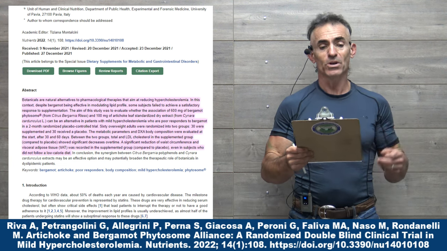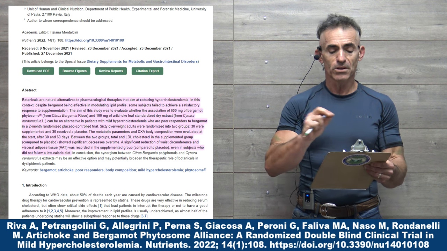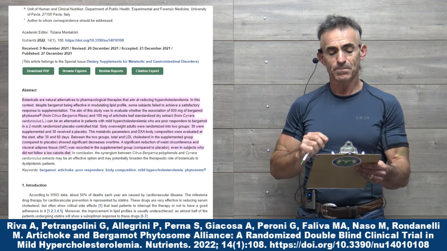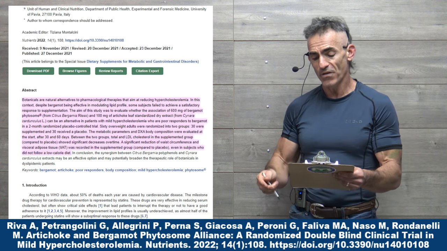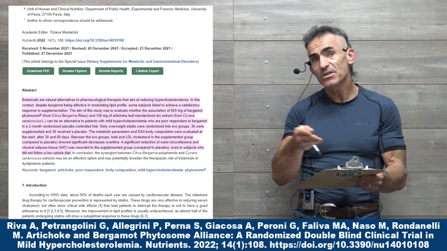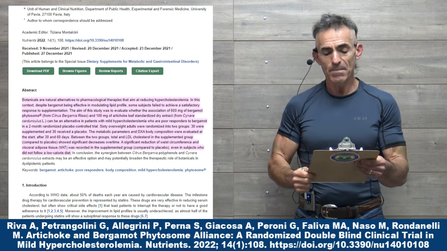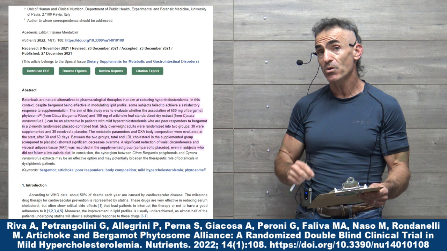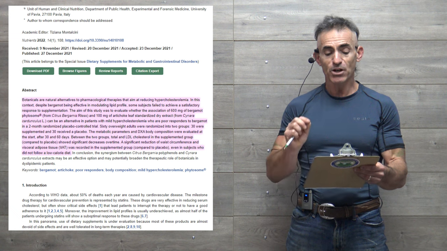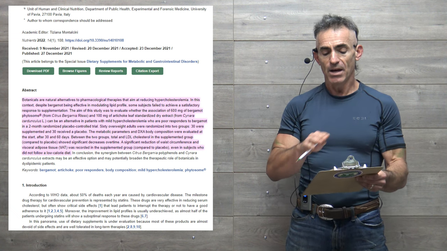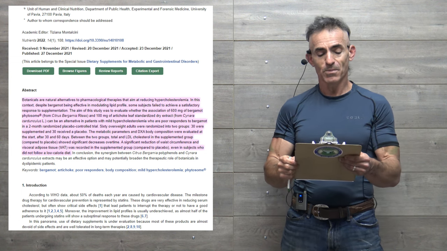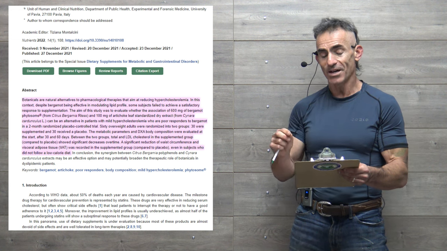To begin, the backstory. Botanicals are natural alternatives to pharmacological therapies that aim at reducing hypercholesterolemia. In this context, despite bergamot being effective in modulating lipid profile, subjects failed to achieve a satisfactory response to supplementation. So henceforth, see if you add a little artichoke and see if you get the benefits. The aim of the study was to evaluate whether the association of 600 milligrams of bergamot and 100 milligrams of artichoke leaf standardized dry extract can be an alternative in patients with mild hypercholesterolemia, to say that faster, who are more poor responders to bergamot in a two-month randomized controlled trial.